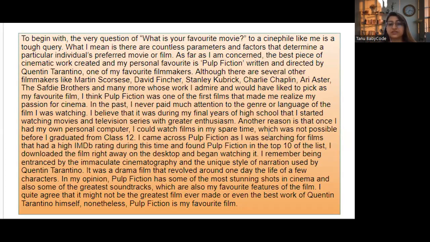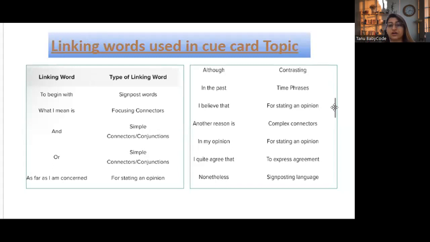I believe that another reason is that I came across. See the next here, in my opinion, I quite agree that. So you can see how different linking words are added in your cue card topic. I'm not making you learn here how to frame a cue card, but how to add connectors in your cue card, right? So focus on the usage of linking devices here. You can see here the linking words used in the cue card topic.